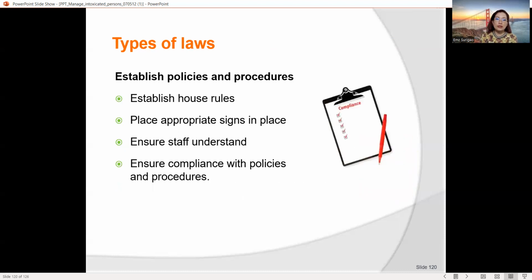So, types of laws. Establish policies and procedures. Establish house rules. Place appropriate signs in place. Ensure staff understand. Ensure compliance with policies and procedures as well.